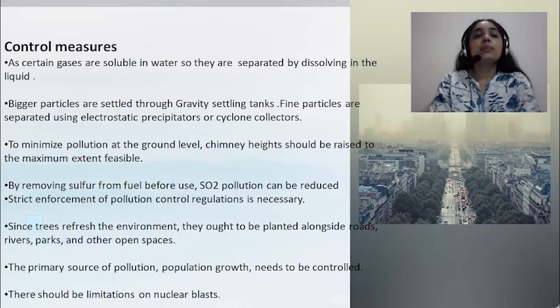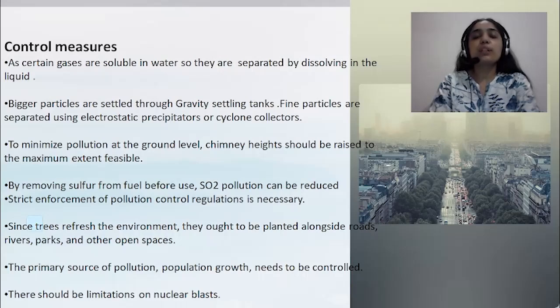Next, to minimize pollution at the ground level, chimney height should be raised to the maximum extent feasible. As we all know, many factories and industries use chimneys, and their height should be as great as possible so that pollution cannot spread at the lowest level of the earth. It can at least be flown away into the atmosphere. Next, by removing sulfur from fuel before use, SO2 pollution can be reduced. Next, strict enforcement of pollution control regulations is necessary.